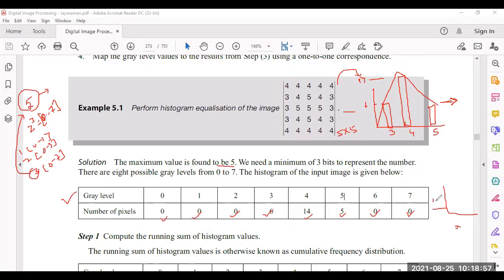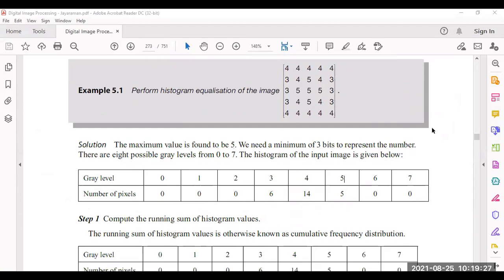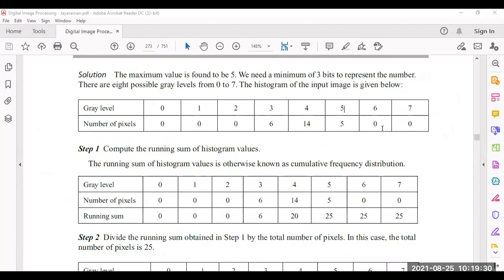If you plot this graph, this is your number of pixels and this is your gray level. You will get a graph something like this. This is called the histogram graph representation. Fine. The first step: you have to find the maximum value of the given image. Then find the number of bits you require to represent that histogram. Once we have the number of bits, we go for computing the histogram.